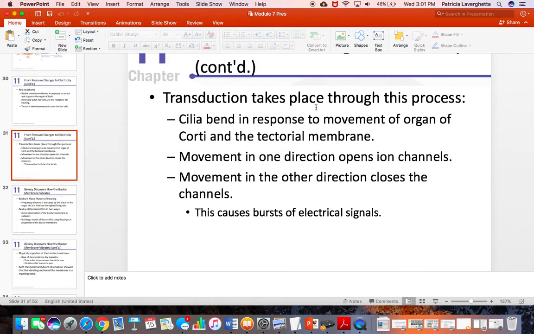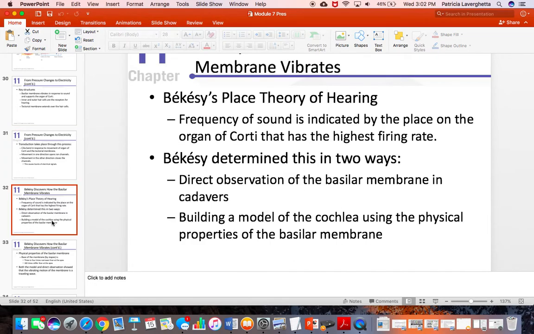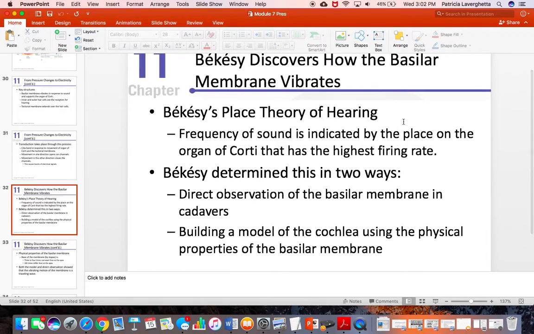So transduction, make sure you pay attention to that. Those little hair stubble are more appropriately called cilia. Okay, and they basically cause receptor potentials. Now, what is the importance here of the basilar membrane? Well, a researcher named Bekesy back in the 1950s figured out how the cochlea works. He figured out, in particular, how the basilar membrane works. And this is explained nicely in your text, so make sure you go over that.